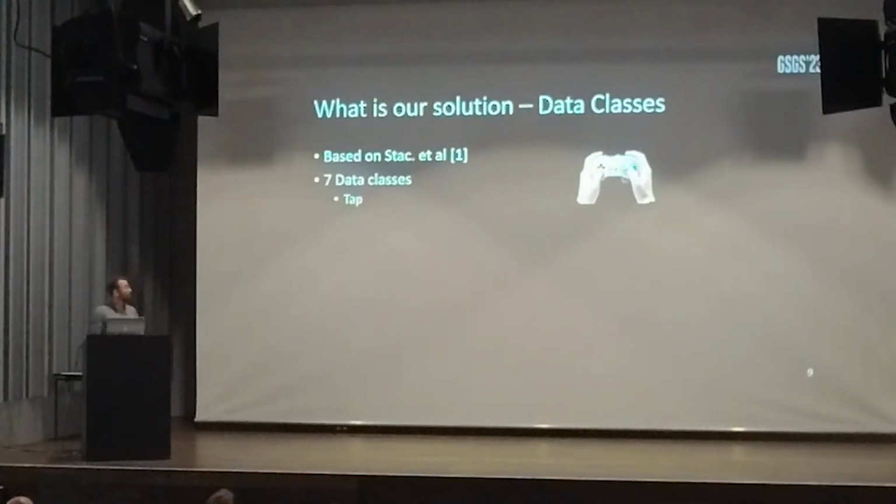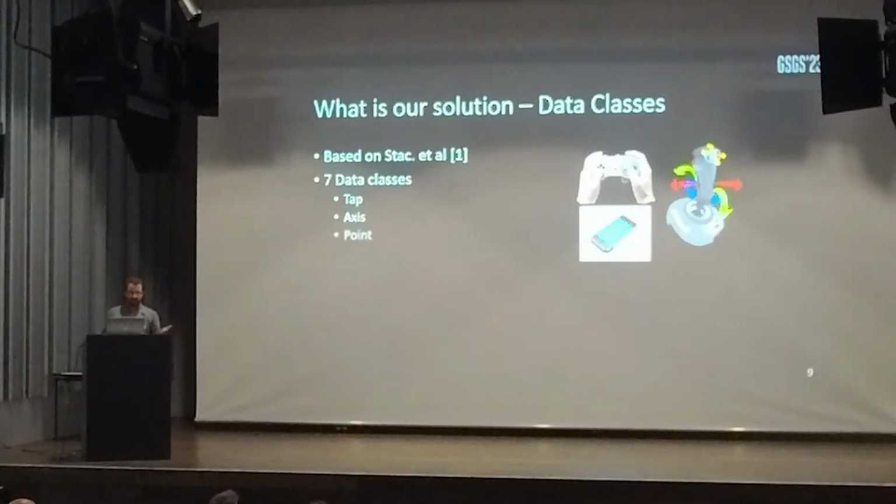Those classes are: a simple tap, that's a button on or off. You have axis, so you map that to a range from -1 to 1, with 0 being dead center. Point, a point on a normalized rectangle that could be mapped to a touchscreen, something like that. A power, which could be, for example, a heart rate sensor or a cadence sensor, something like that.